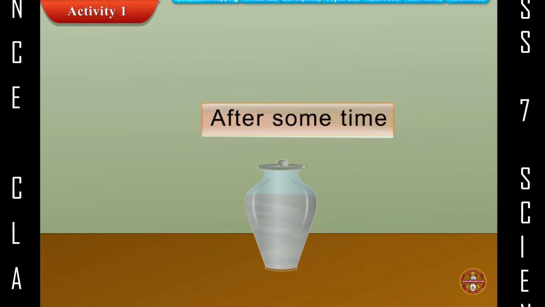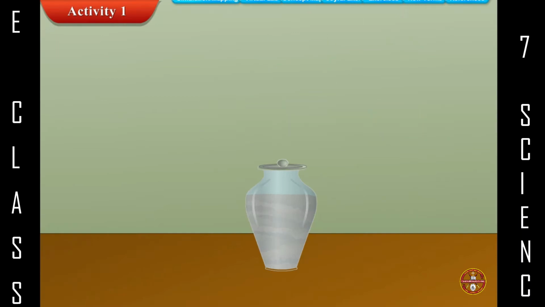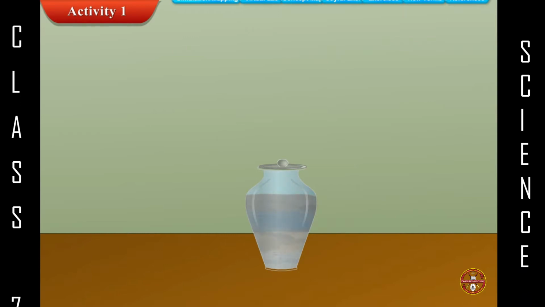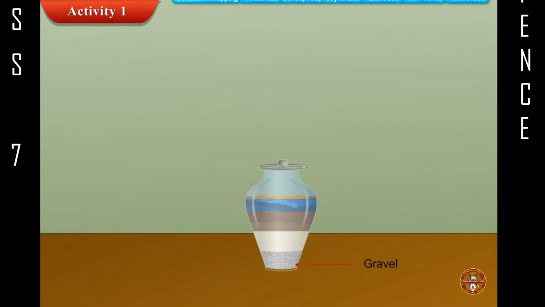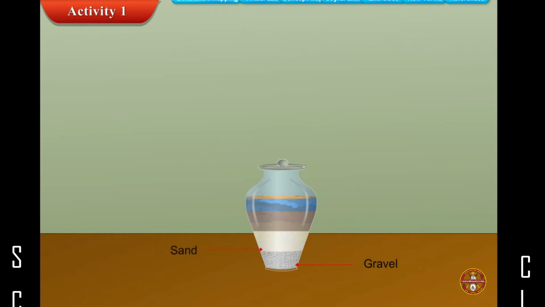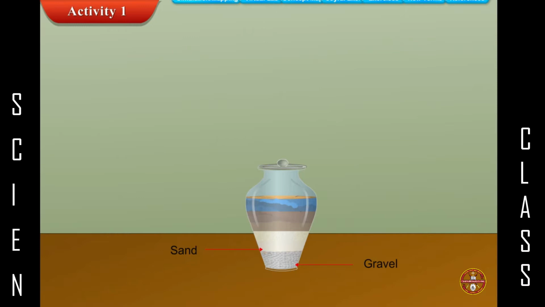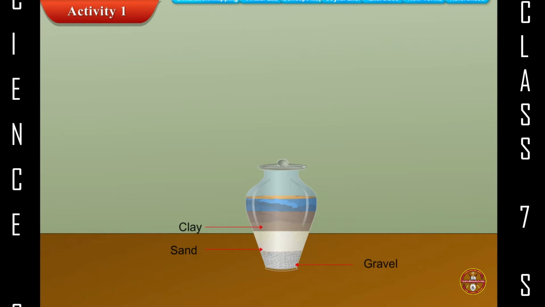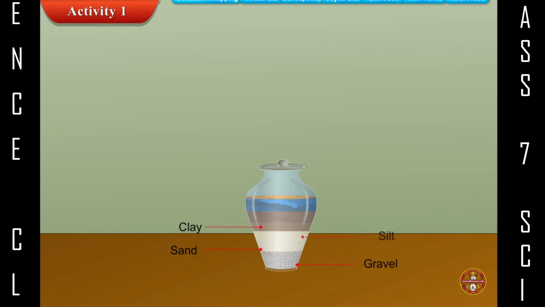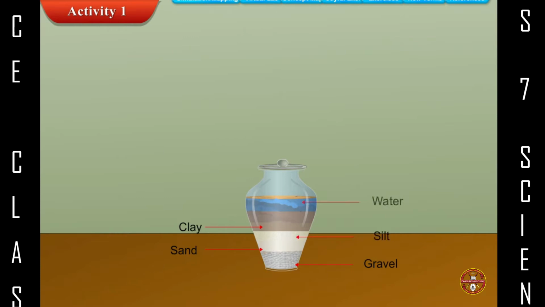Observation. After some time, we observe that the soil separates into different layers on the basis of their particle size. At the bottom of the glass tumbler, we see the layer of gravel. It is the layer of heavier and larger sized particles. Above the layer of gravel, we find the layer of sand. Above the layer of sand, we see fine grains of soil called clay. Between clay and the sand lies a thin layer of silt.